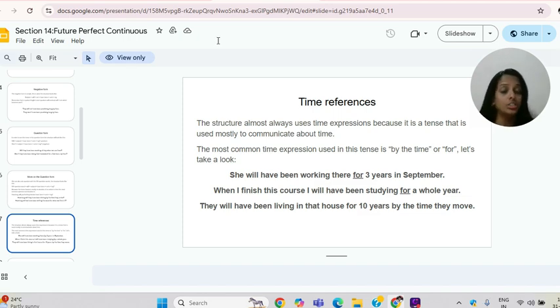Certain time expressions are almost always used to indicate the duration. The most common ones are by the time, for. Let's see how they work.